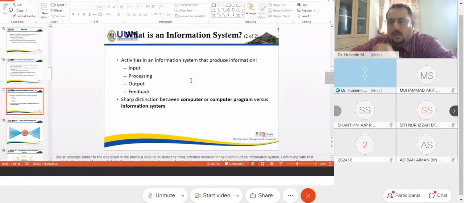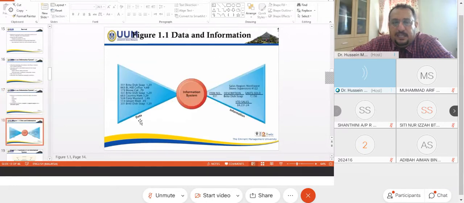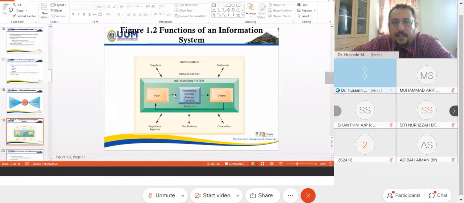So maybe you see what the activities in an information system that produce information are. We have input, processing, and output. It means we have data, and we arrange that data and come out with real information that can count. So these are the functions of an information system.